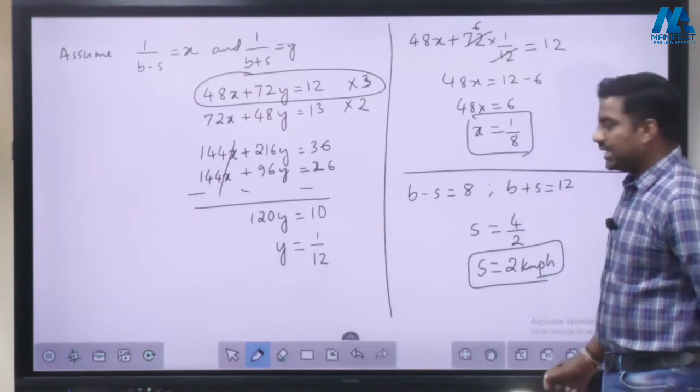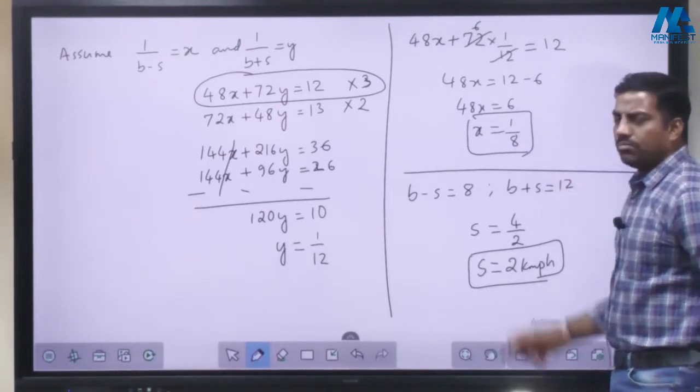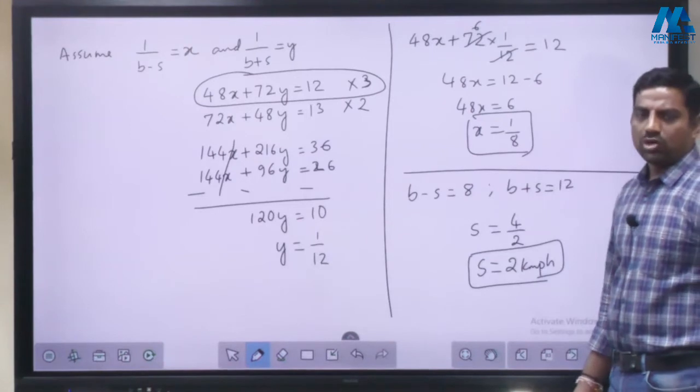Understand? S is equal to 12. If you want to solve for B, B is equal to 10. But we don't want that.